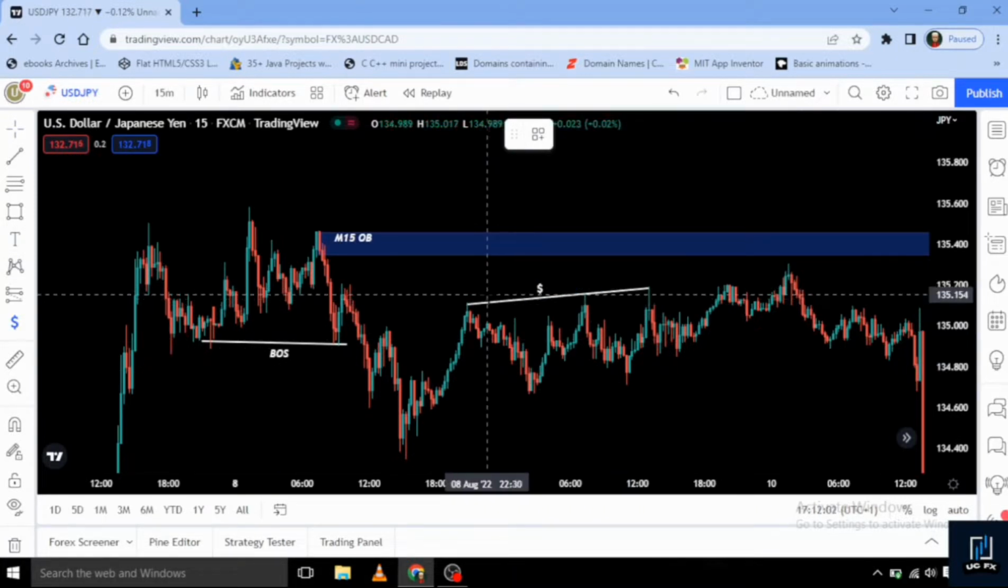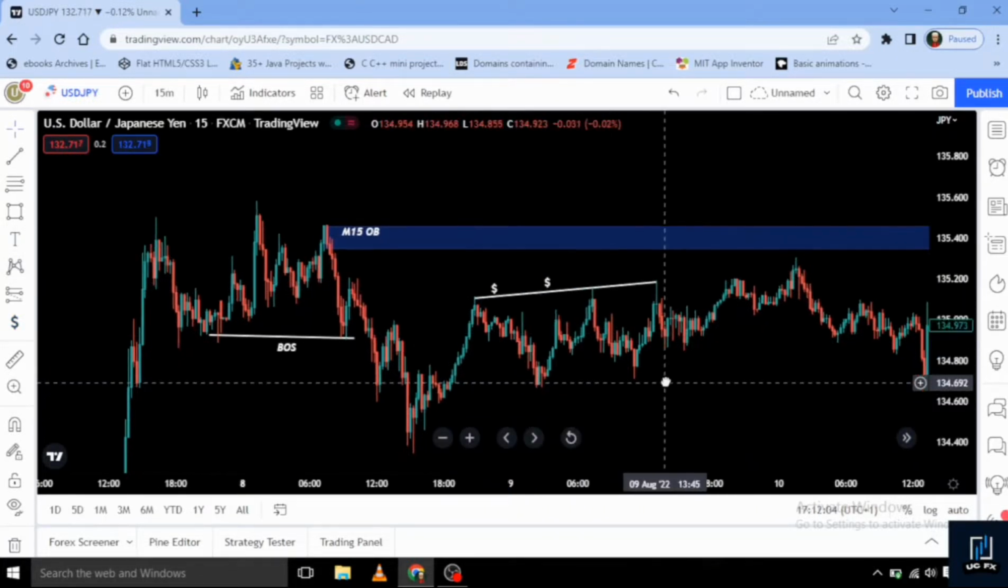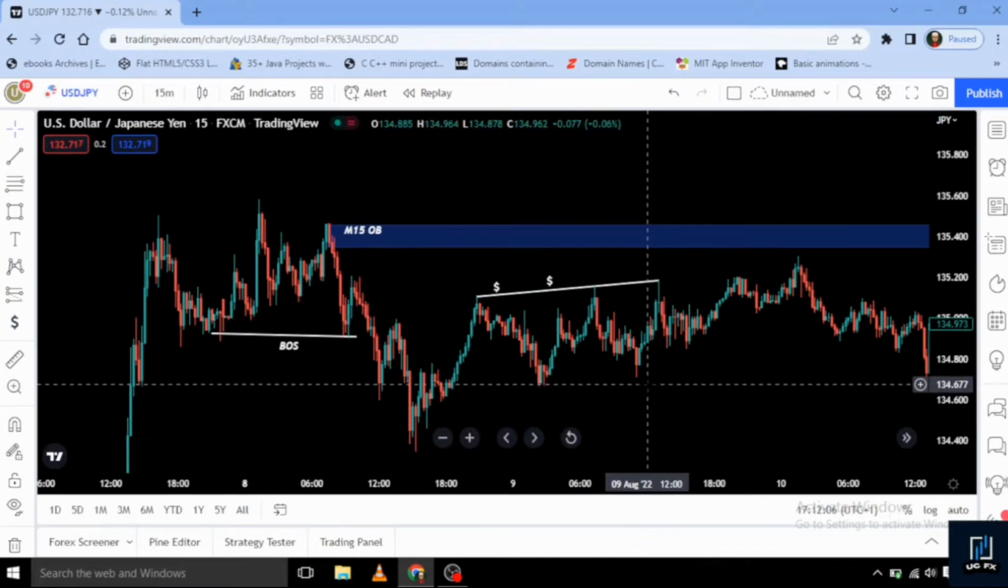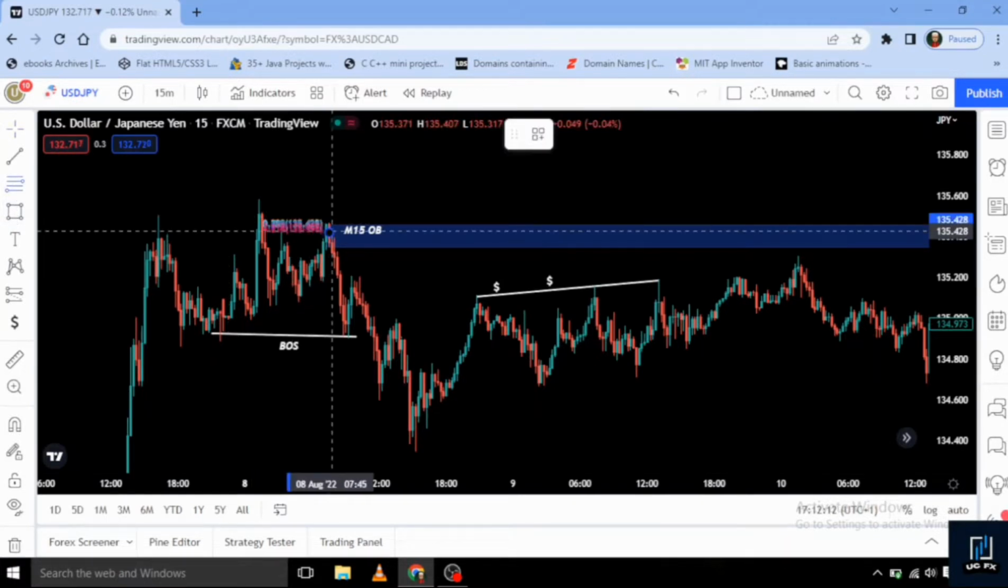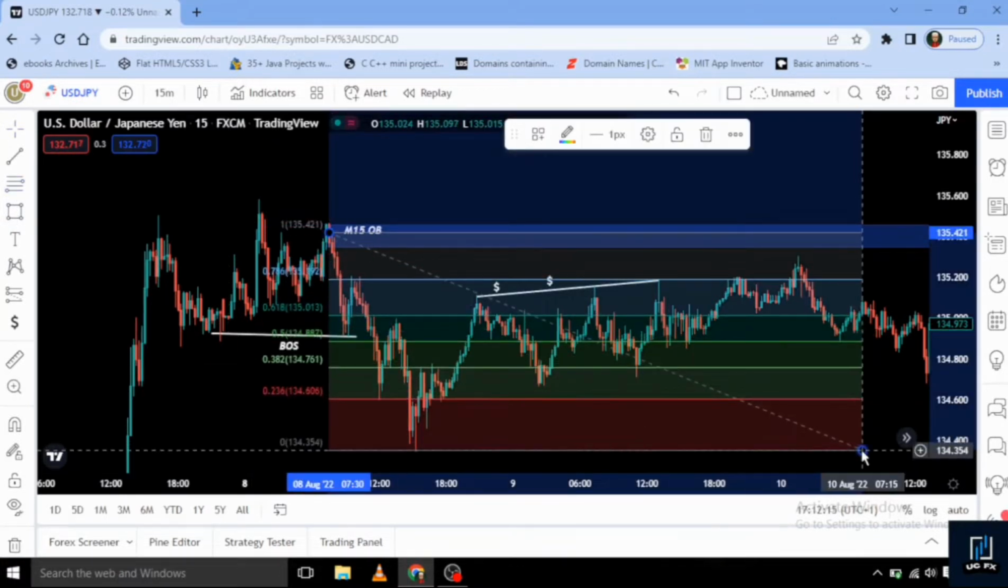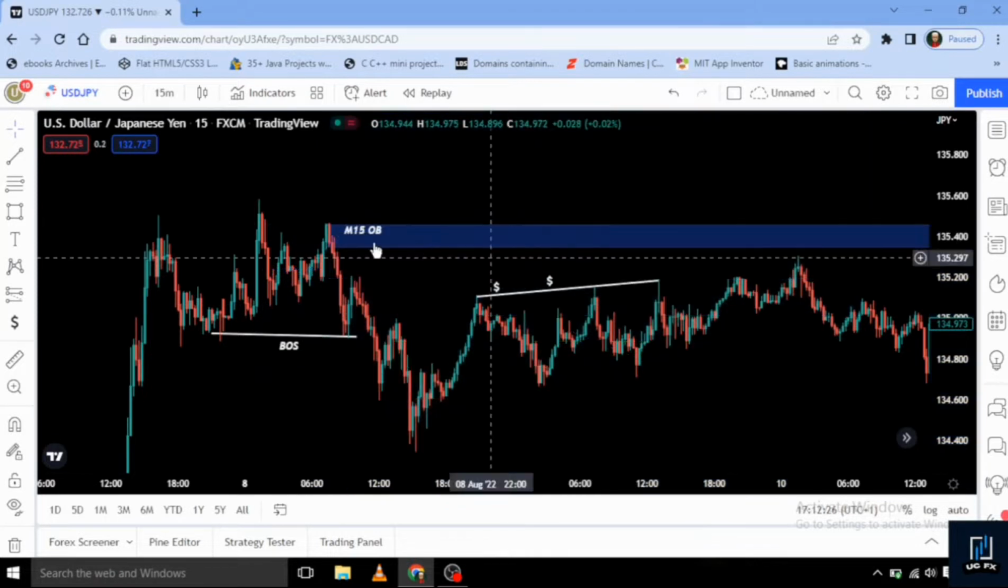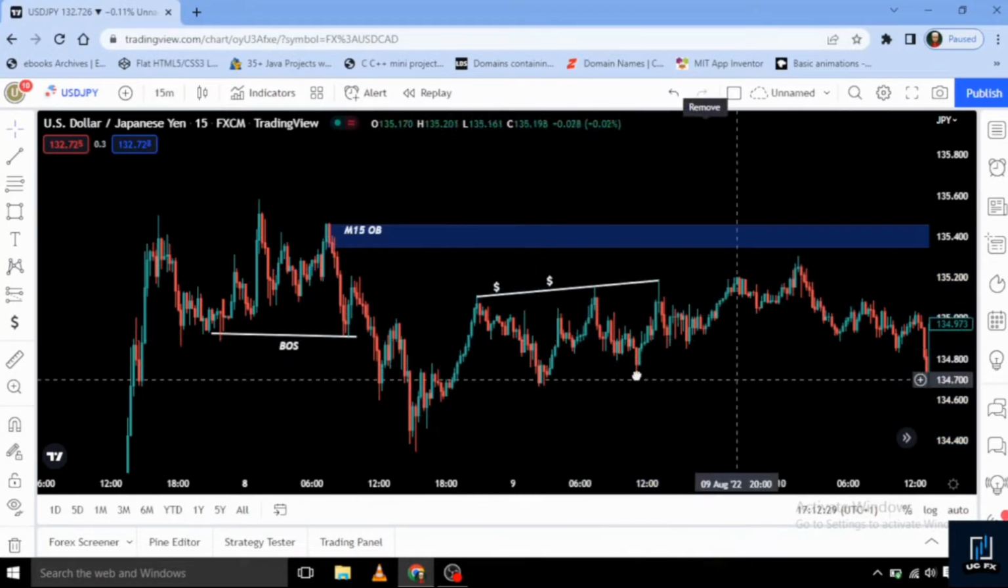Then after that, we are waiting for price to come into discount prices. So we take our Fib from these highs to these lows. And as you can see, price came into our discount prices, the 0.786. It slightly took it out a little bit, but that's still in place because we still have our order block here.